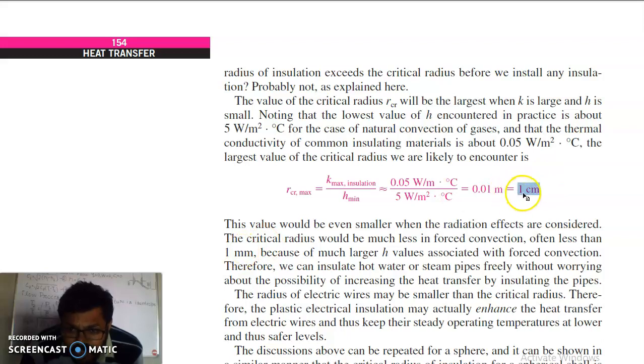So when this value is 1 mm, which is very small, because of the much larger h values associated with forced convection, the value of critical radius will be very small. If you increase the h, this r value will decrease. So it means we can insulate hot water or steam pipes freely without worrying about the possibility of increasing the heat transfer by insulating the pipes. It means we can use any thickness of the material for insulation, because the critical thickness here is 1 mm. So you can insulate the pipes with any thickness without worrying about an increase of the heat loss from the pipe.